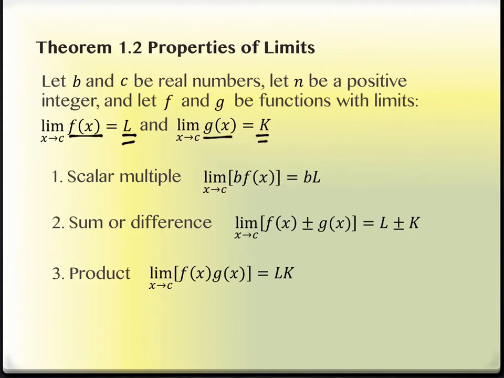If there's a scalar multiple b in front of f of x, then this b value can come in front, and we're left with the limit of f of x, which is L. So we just multiply b times L. It just gets multiplied by whatever that limit would have been without it there. If we have these two functions added or subtracted, then we can add or subtract their limit values as well. And if we have the two functions multiplied, then we can multiply their limit values.